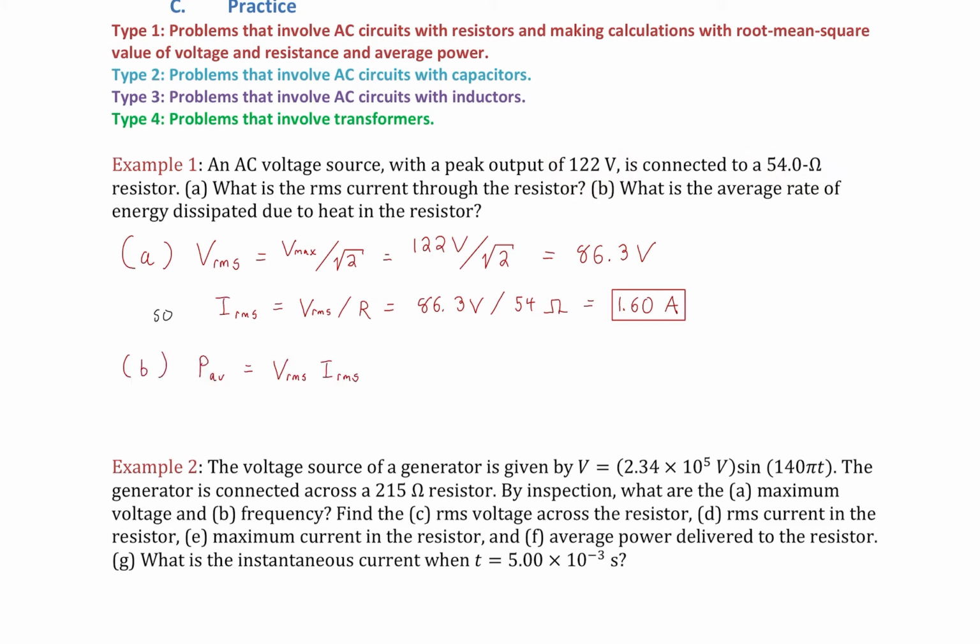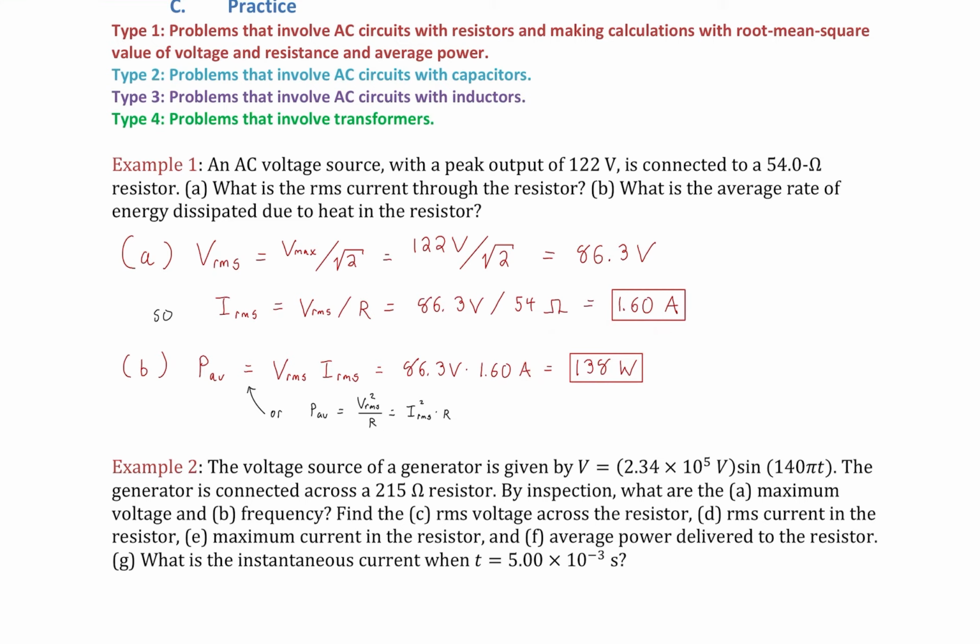Okay, and we want to find the average rate of energy dissipation. So that's this formula here, average power. There are obviously different versions of it, but I'm just going to use this one since we already know both these values, simply a matter of multiplying them together. But obviously we could use the square of the RMS voltage over R, or the square of the RMS current times R, all right? And so 86.3 volts times 1.6 amps, again, these values up above, gives us 138 watts as our average power.